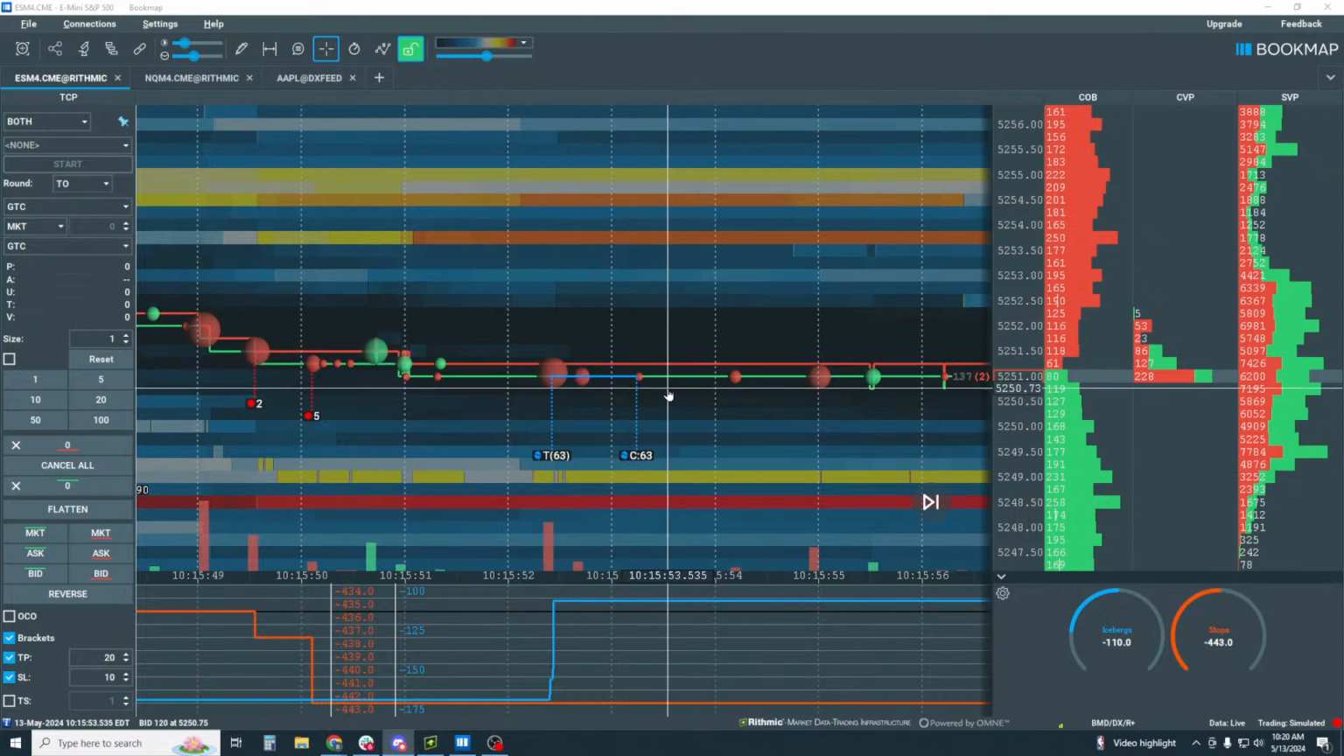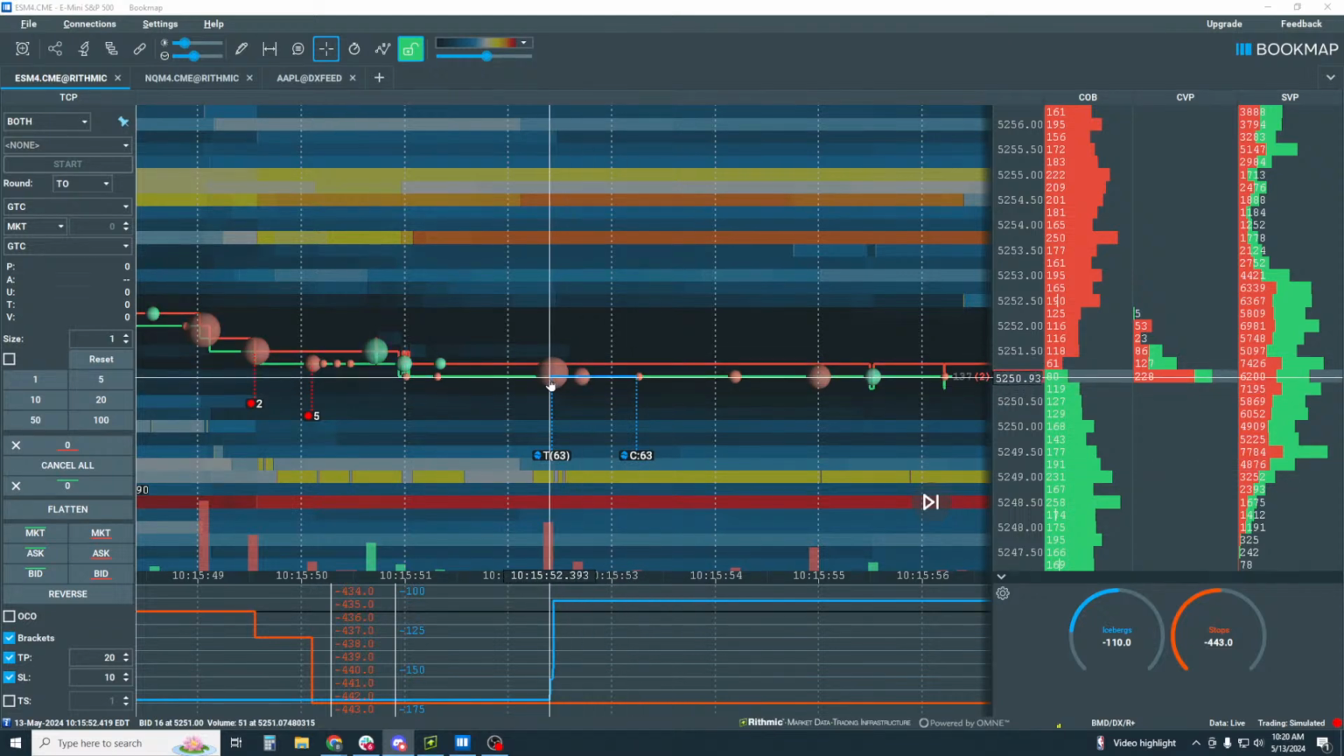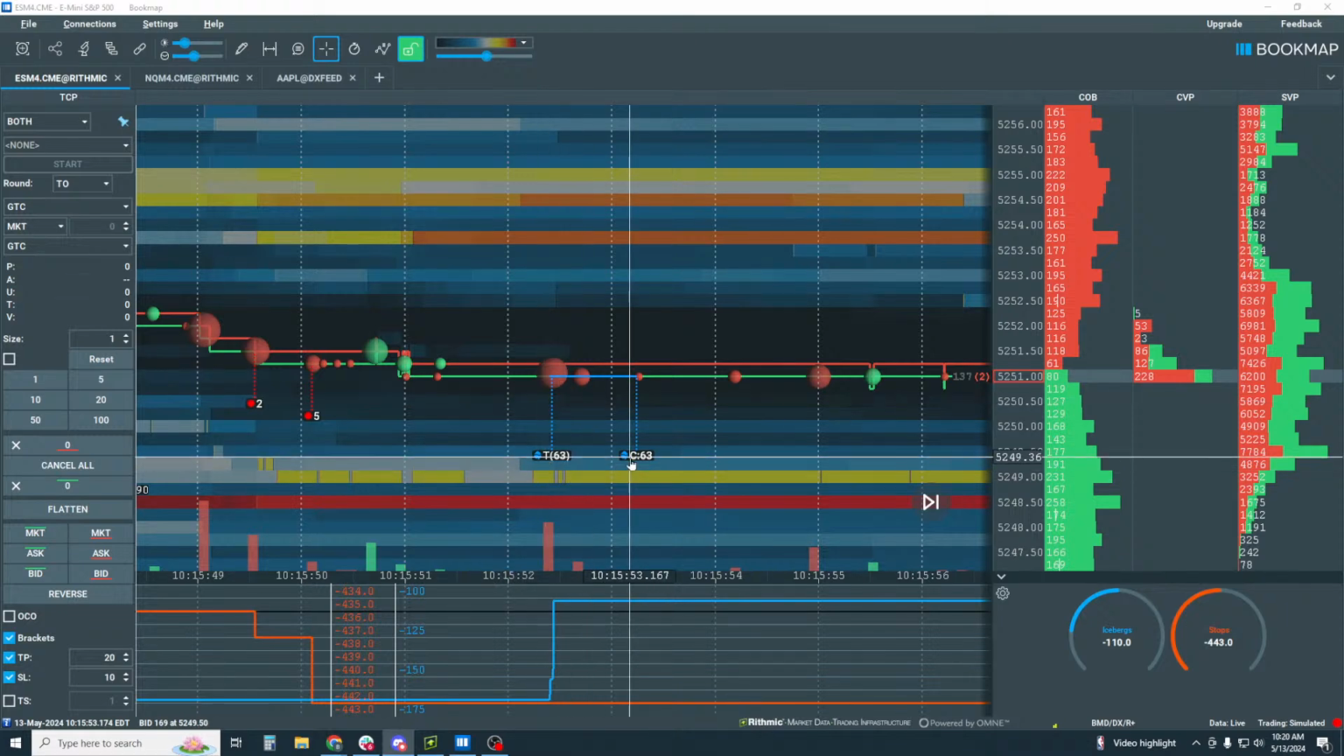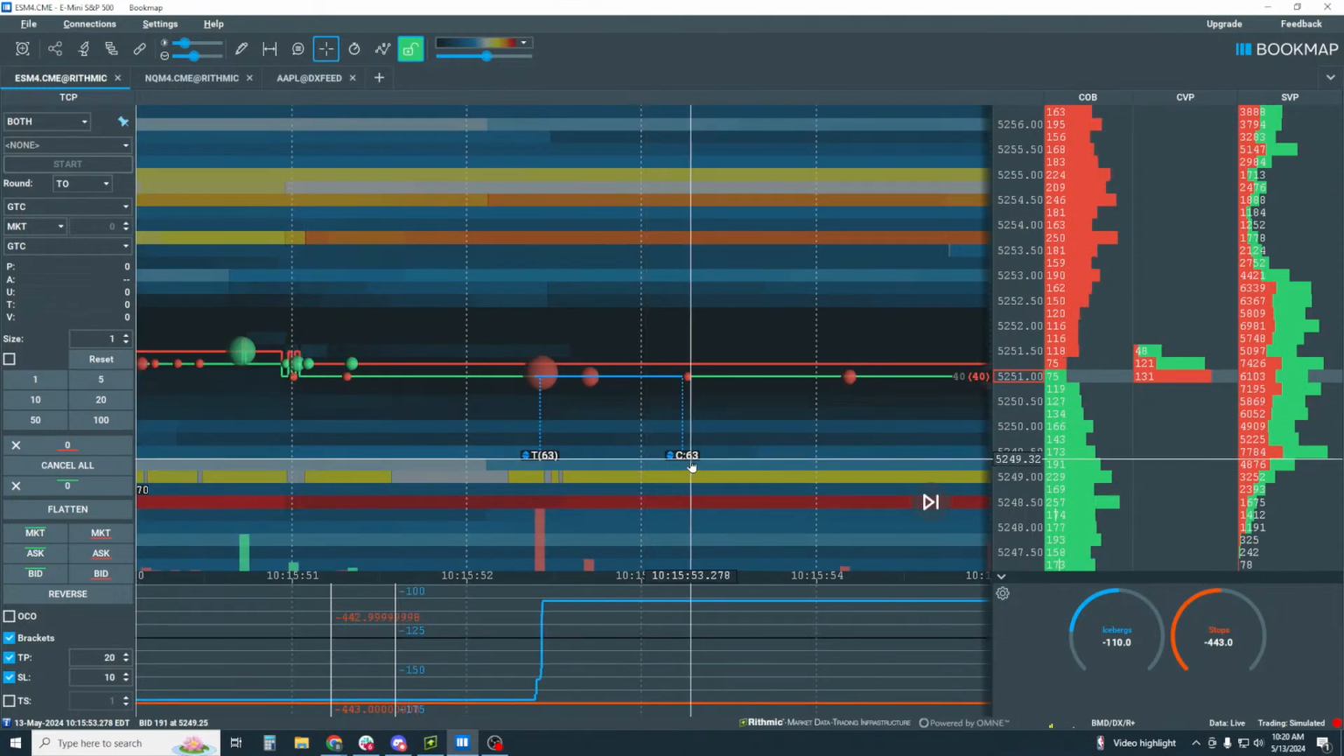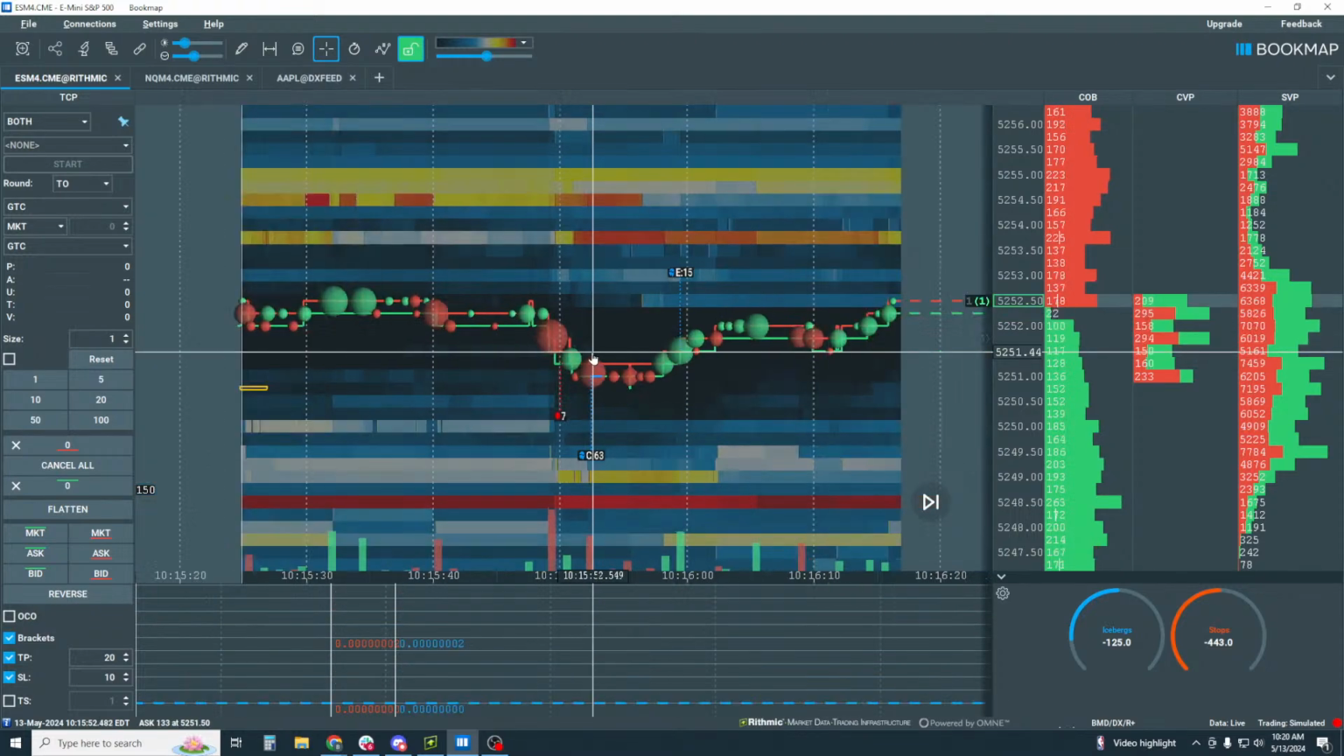But see how we see transactions 63, and then the C here means canceled. So this iceberg, we don't know the depth of it, how much was really behind it. Well, we know only 63 transacted, and it was canceled. So then they pulled it from the market. That much we do know.